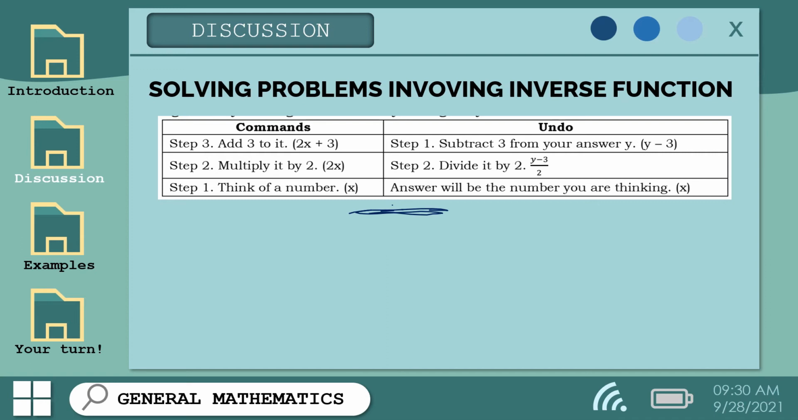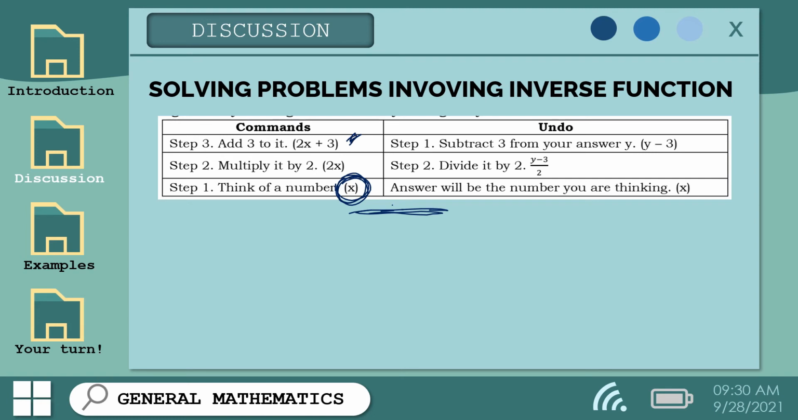Meron tayo ditong example ng number guessing game kung saan itong under sa column ng command will represent yung ating original function. So, halimbawa, pinag-iisip kita ng number at huhulaan ko po kung ano yun. So, let's represent yung naiisip mong number as x. And I want you to multiply it by 2. So, 2x na po siya. Ngayon, I want you to add 3 to it. So, magiging 2x plus 3 na po yung ating original function.